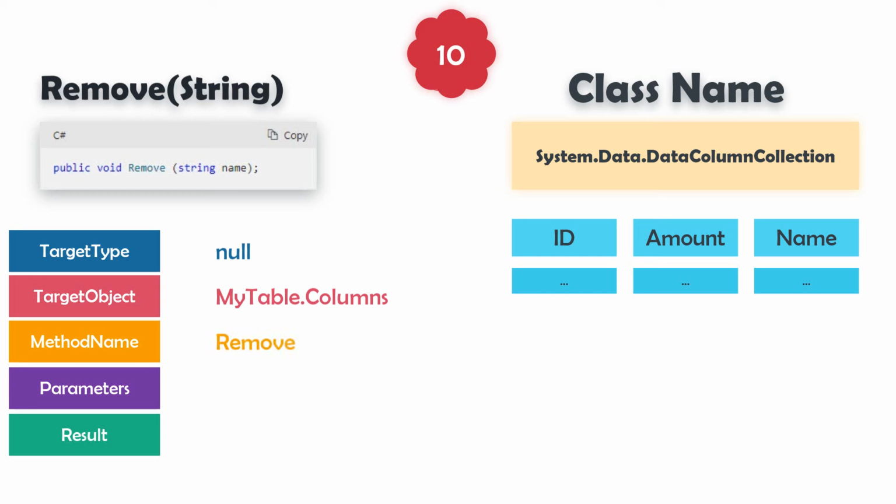And the method name is Remove. We have only one parameter of type string. So here we write the column name as string, which we want to delete. For example, the column amount. And we don't have an output, because we have the word void. So no need to set anything for the result. That's it. Let's do it in UiPath.